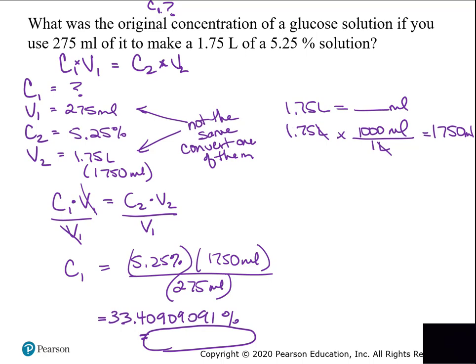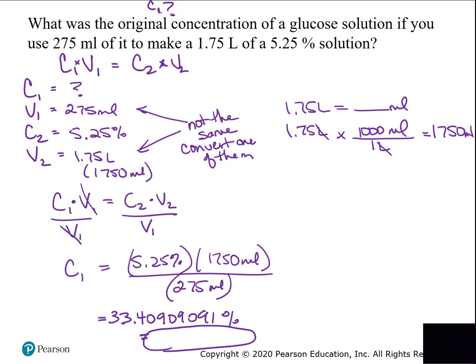If you converted V1, you're fine. You should still get the same numbers. I just converted V2 because it was on the bottom, and so I said, okay, 1.75 liters is how many milliliters? Converting ends up multiplying times 1,000, so it was 1,750 mils. Now that I've got that, I have to rearrange the formula because I want to find C1. So I have to divide both sides by V1. That moves V1 to the other side. Then just plug in the numbers.